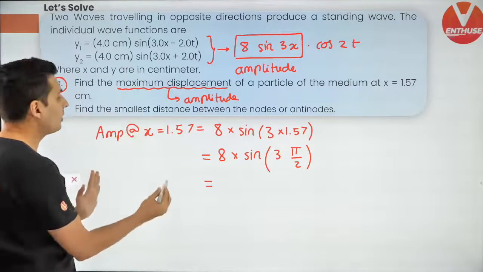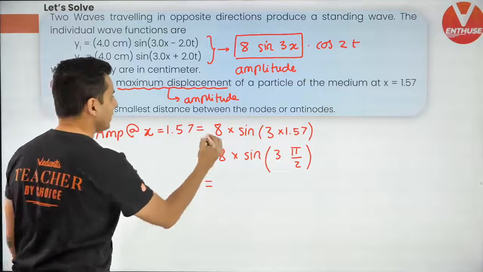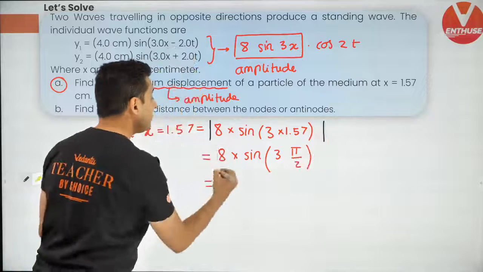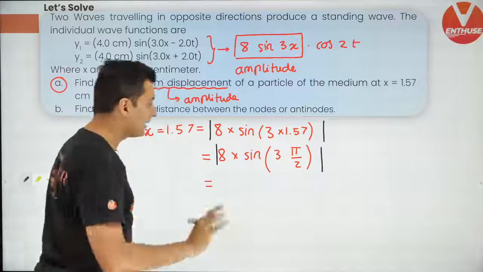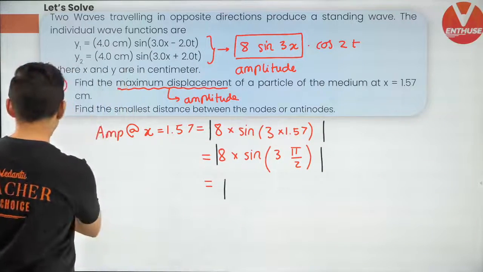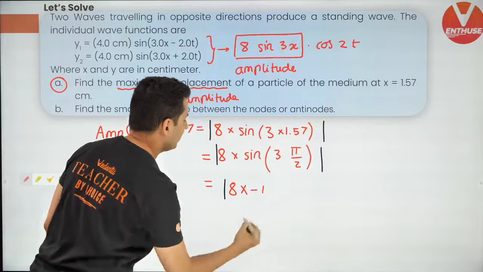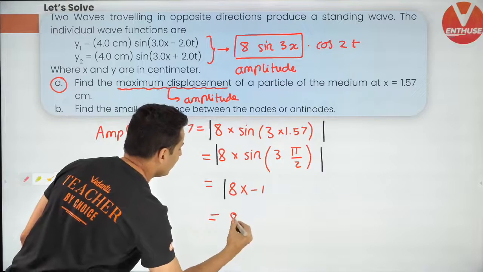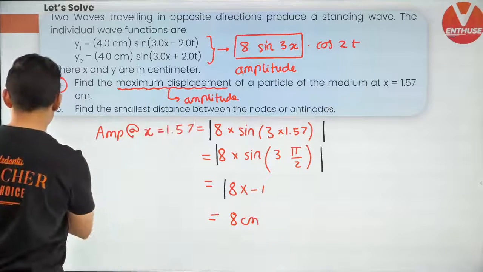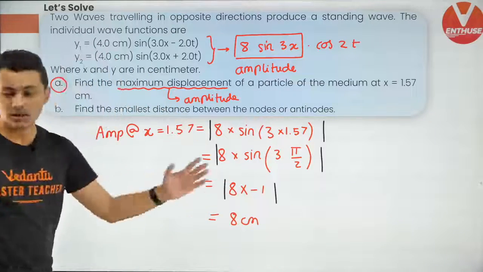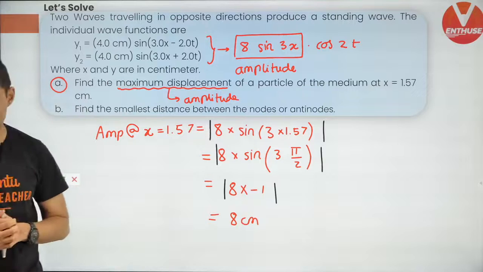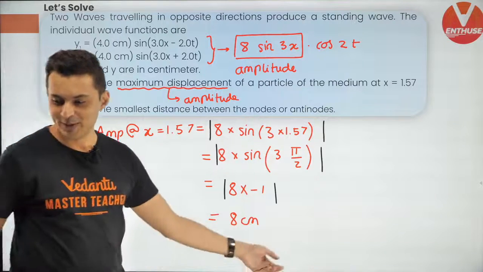Remember, whenever we talk about amplitude, you should always worry about the modulus, even if it is negative. Yes, even if it is negative, keep this in mind. So although the answer might come out to be 8 multiplied by -1, please understand the final answer will be 8 centimeters only. Okay, keep this in mind. So it is always the modulus of that. Yes. Cool.